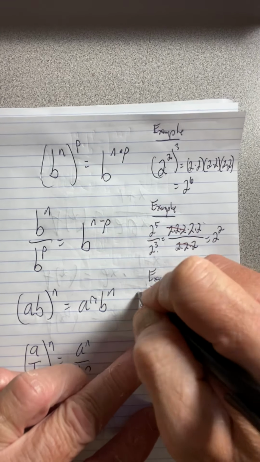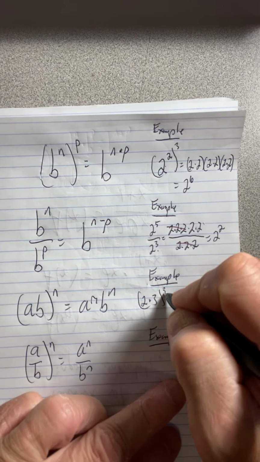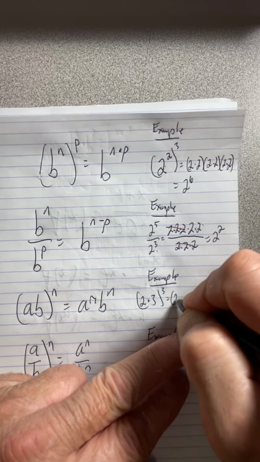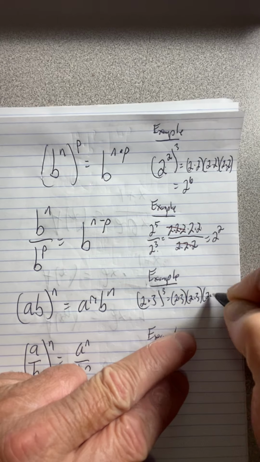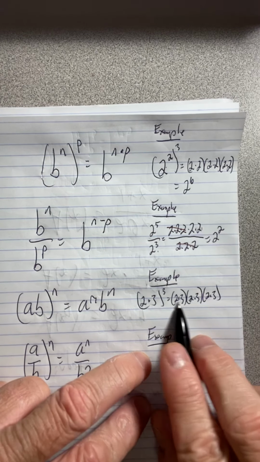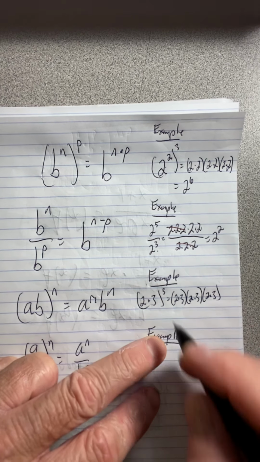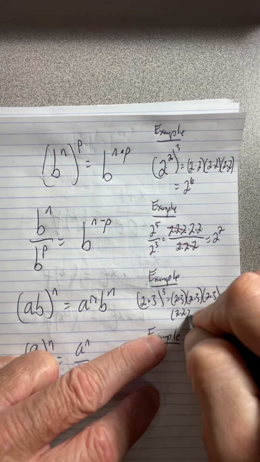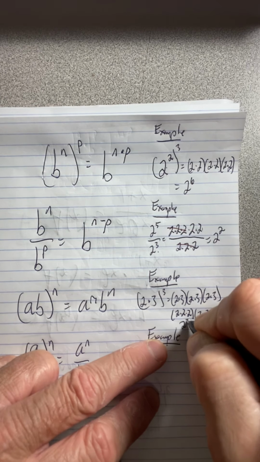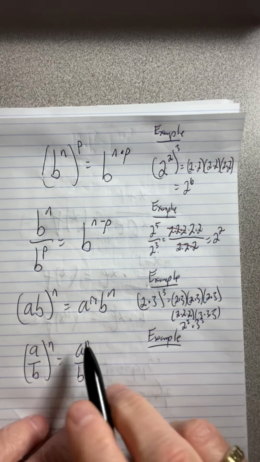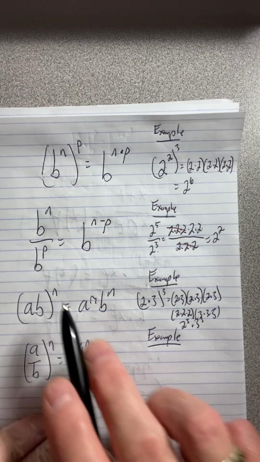So here's an example. What if I have 2 times 3? Notice I have 2 bases, A times B, but they're raised to, say, the third power. Well, that means I have 2 times 3, and I have 3 sets of those. Well, the associative property and the commutative property say I can group this any way I want and rearrange it in any order I want. So I can make it 2 times 2 times 2, and I can make it 3 times 3 times 3. And so sure enough, I have 2 to the 3 times 3 to the 3, and that's what the property says: if you have AB to the N, then it's A to the N, B to the N.